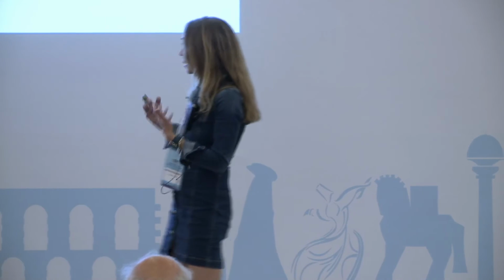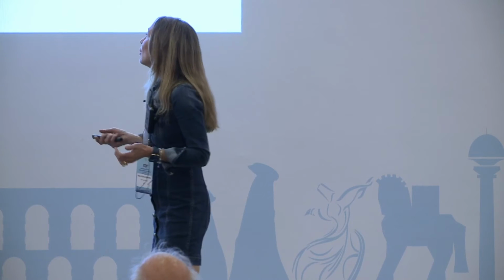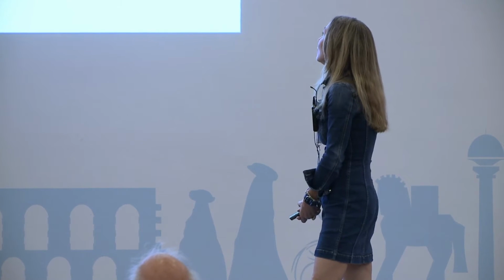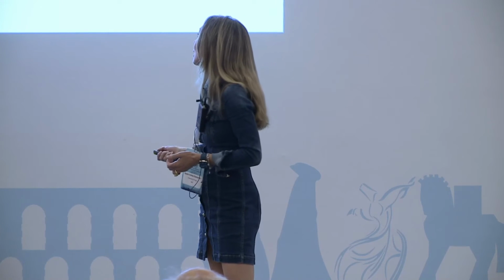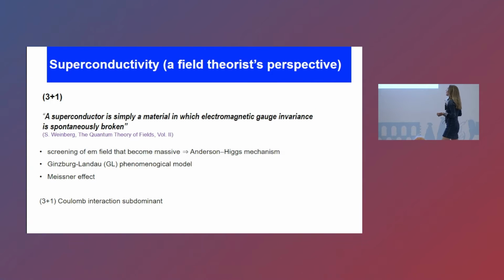If I'm in 3 + 1 dimensions, I want to describe superconductivity in this way. I can do this using the words of Weinberg. A superconductor is simply a material in which electromagnetic gauge invariance is spontaneously broken. If I take this point of view, what I can derive immediately is the screening of the electromagnetic field. I have the Anderson-Higgs mechanism. I can construct a phenomenological model, the Ginzburg-Landau model, to describe superconductivity, and I have the Meissner effect. In 3 + 1 dimensions, I want to stress also that Coulomb interactions in this game are subdominant.